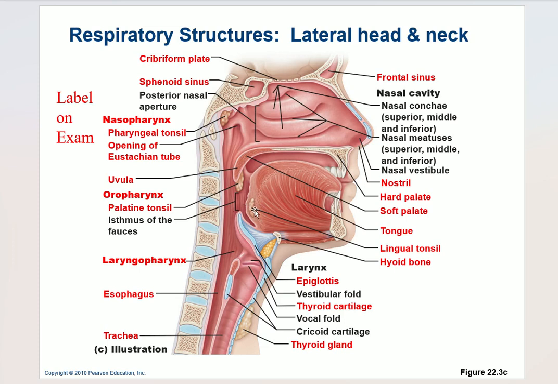Then we have the lingual tonsils. Those are at the base of the tongue. You cannot see those. They're right above the epiglottis, which we will talk about a lot. So epiglottis is right here. If you ever feel a lump in your throat, it could be that your lingual tonsils are swollen. Just FYI. Right there at the back, at the base of your tongue.